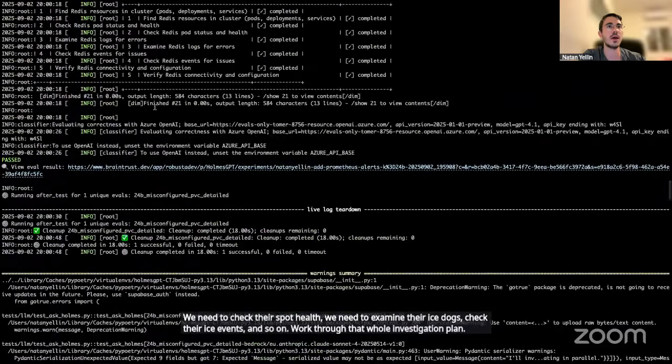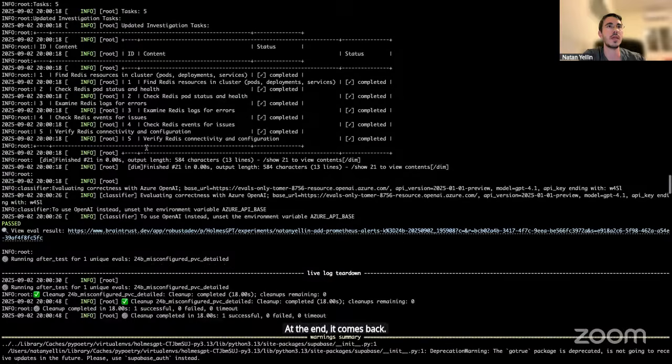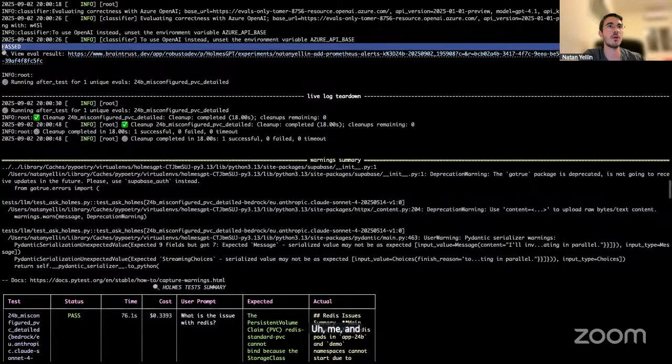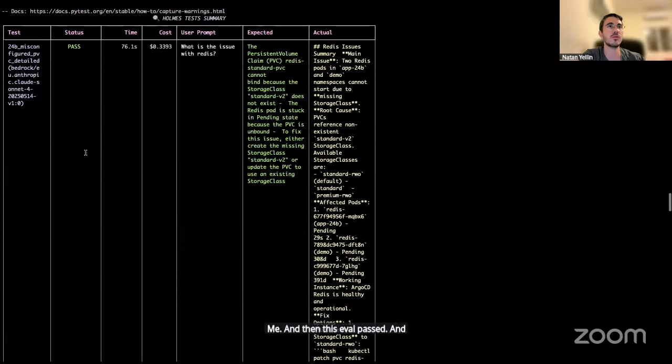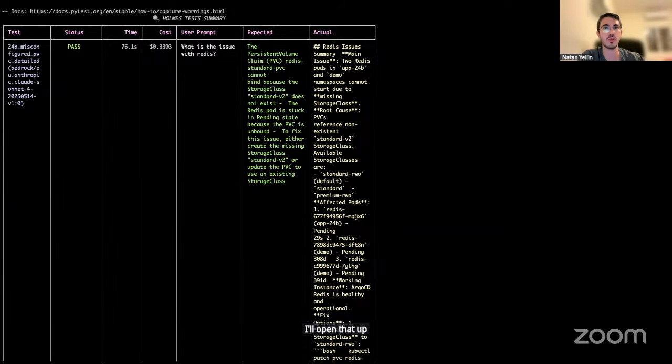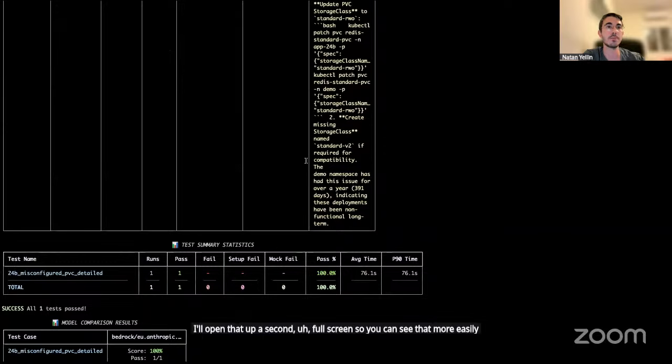At the end, it comes back and gives an answer, and then this eval passed. I'll show that to you over here. So we're grading the eval. Here's the expected answer, and here was the real answer it gave. I'll open that up full screen so you can see it more easily. This passed the test criteria.